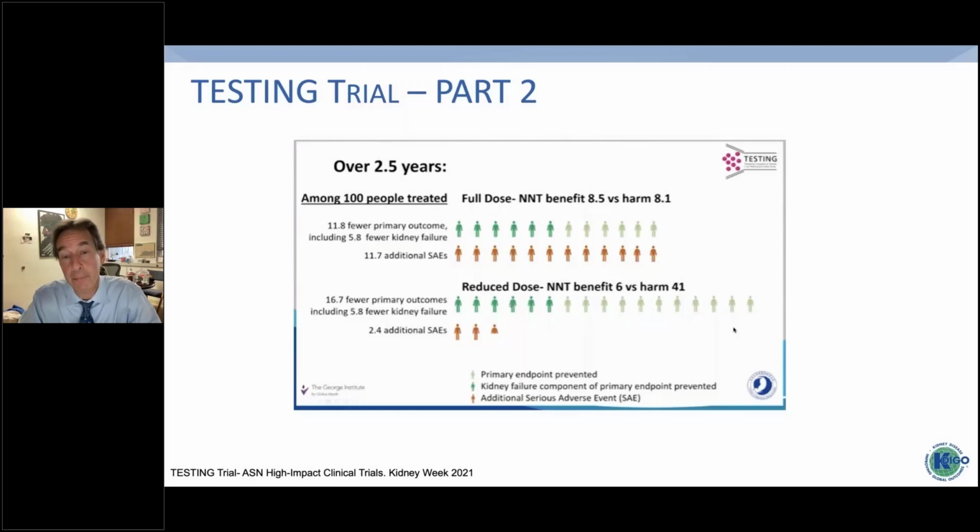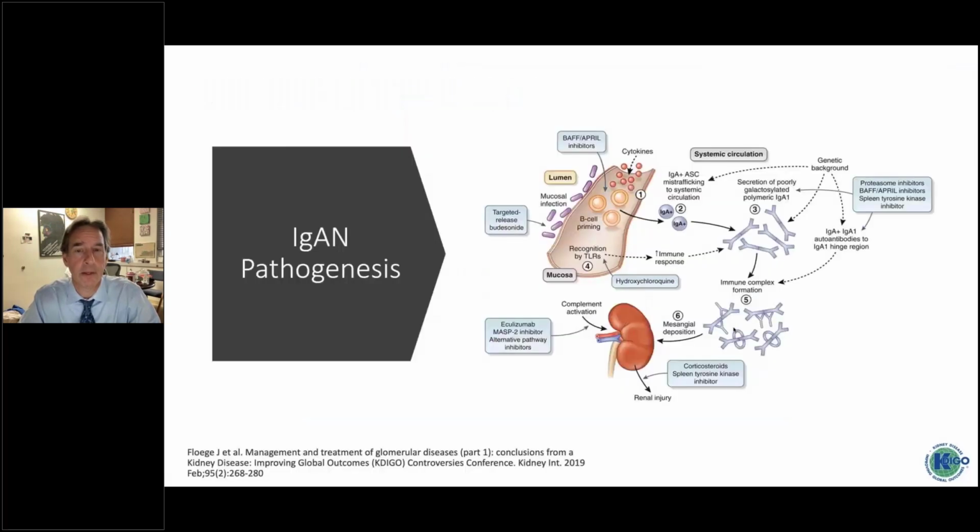But there still may be benefit, but there's still harm as well. And so the idea would be that there's still opportunities to do better with our therapy for our patients, and we need to learn more. And fortunately, we are learning more about the pathogenesis of IgA nephropathy.